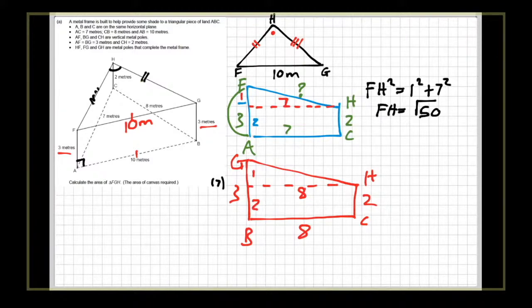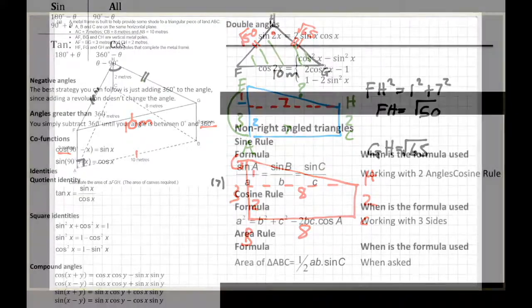And if you repeat this process, you can find that GH is also, by using Pythagoras, root of 65. Now that is brilliant, because that means I have FH, which is root of 50, and I have GH, which is root of 65. And now I've got to find little h, which means I can actually work in this triangle FHG. If I look at my theory, I'm going to jump over to the theory quickly.